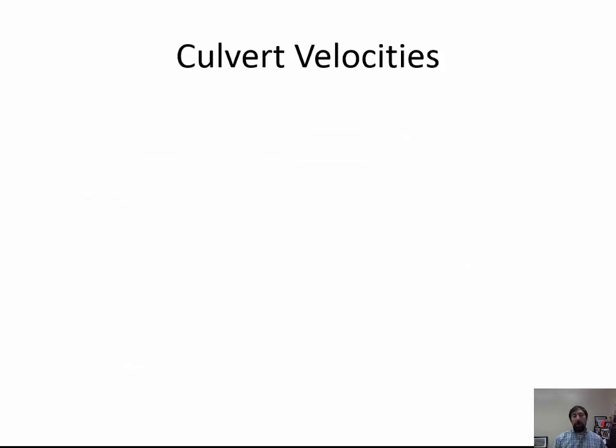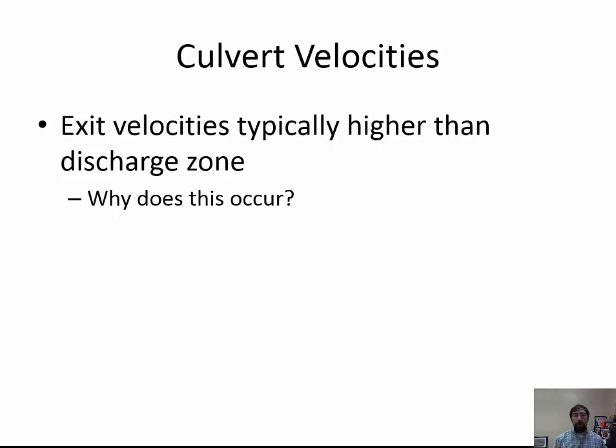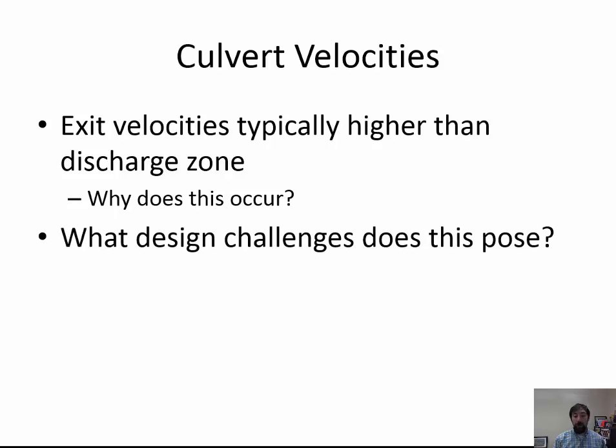Okay, so let's talk a little bit about velocities exiting culverts. We talked about designing culverts. We mentioned important things like aquatic organism passage, or AOP, and some other things. But here let's get into the meat of it. When we design culverts, there are some other things besides preventing overtopping of a roadway and meeting design flows that we should care about. One of them is that the exit velocities are typically higher than in the discharge zone. The question is, why does this occur? And so we'll look at that.